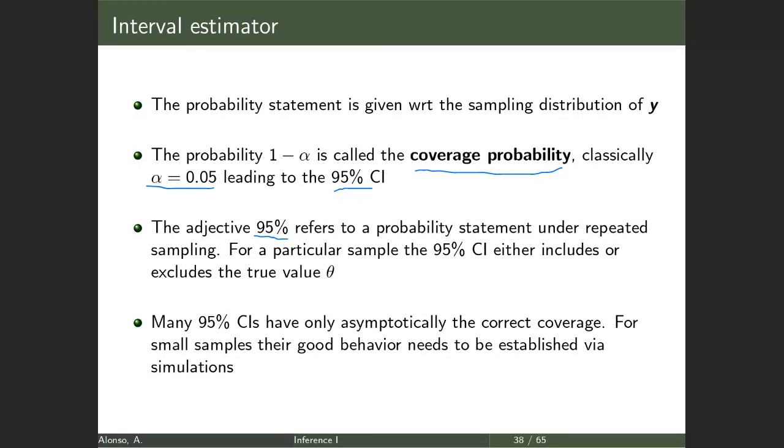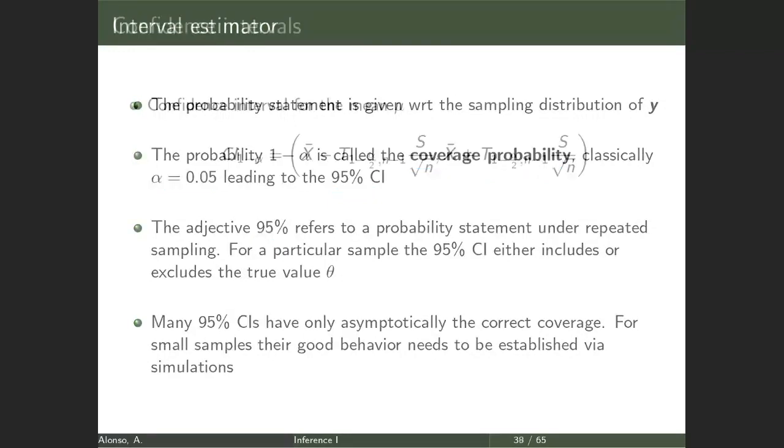So be careful here, because many times people say, oh, the probability that the true value is between 3.5 and 5 is 95%. No. The probability that the true value lies there is 0 or 1, and we don't know. But the procedure I use works fine most of the time, so I'm going to believe that it has worked fine now too. And that's the interpretation.